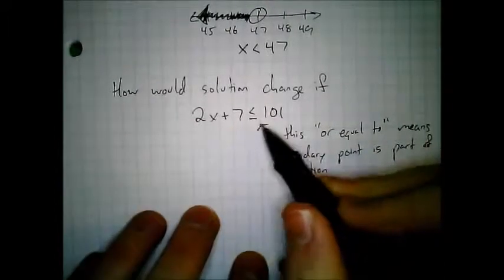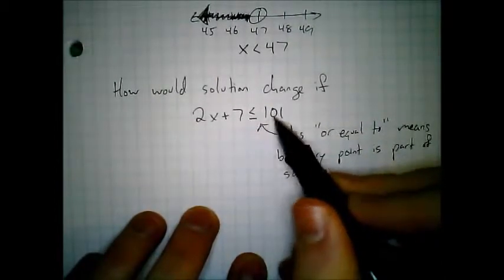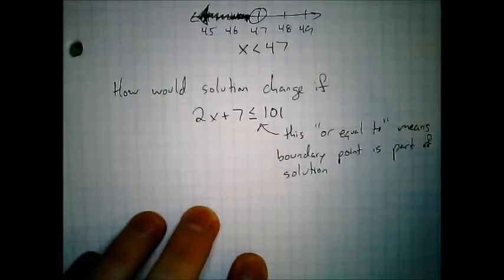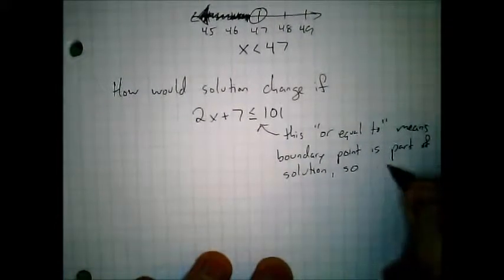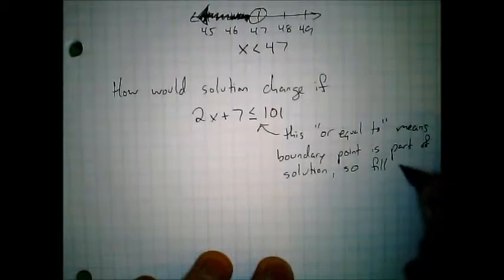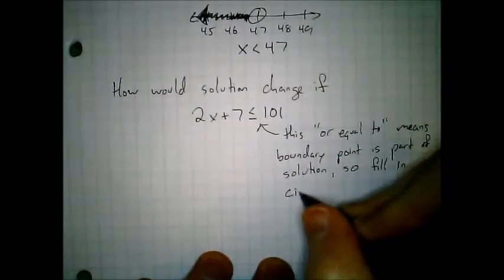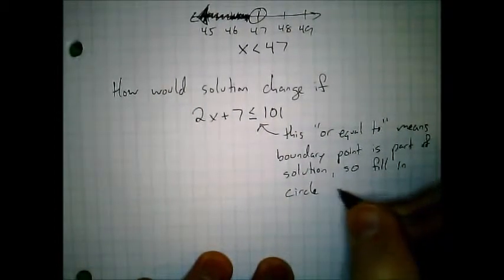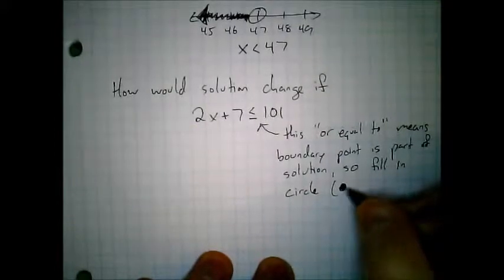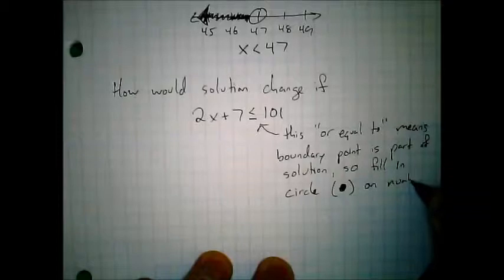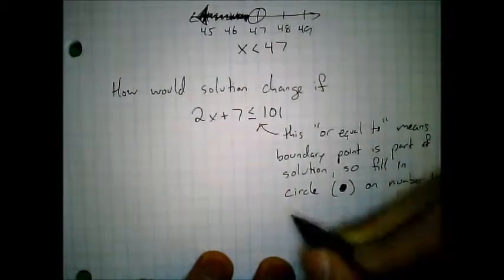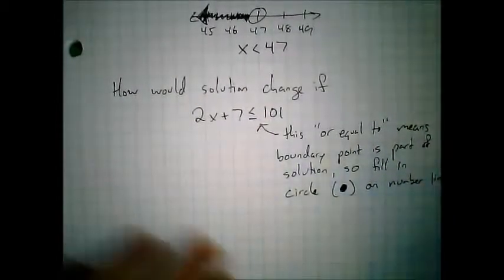Okay, that means we also care when this tree is 101 feet tall. So, because it's part of the solution, we would fill in the circle. We'd have a full circle like that on our number line and include it in the inequality.